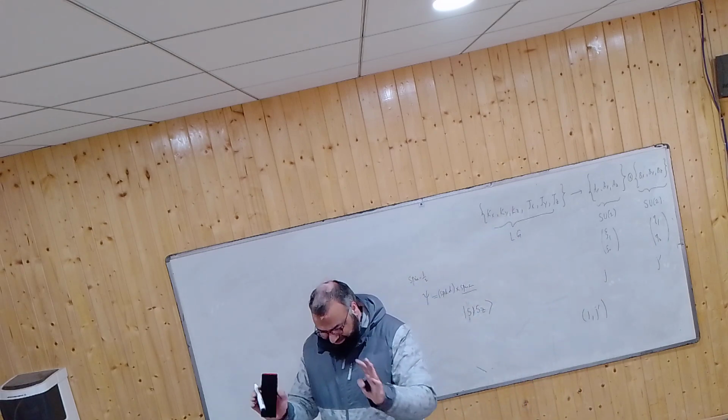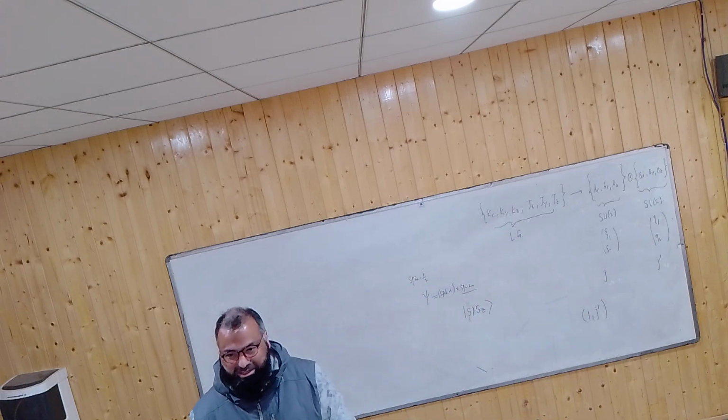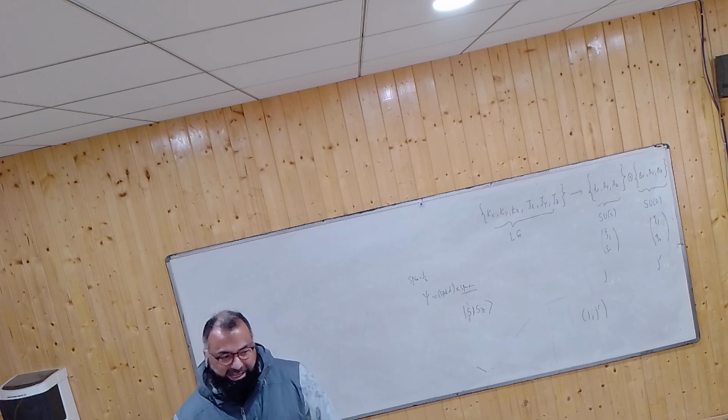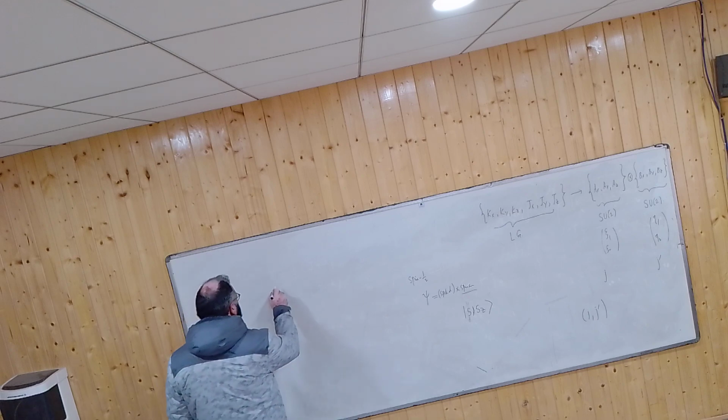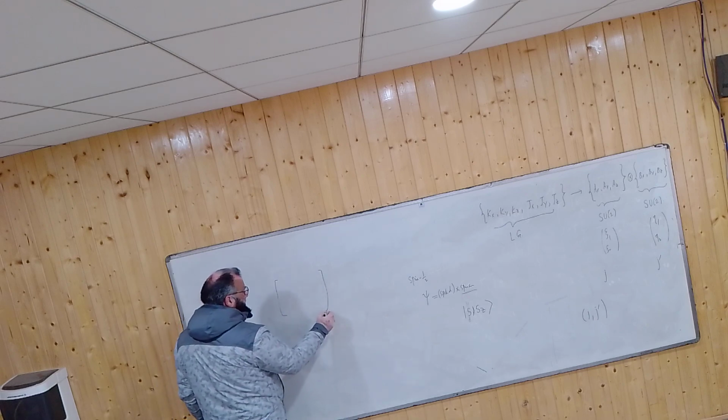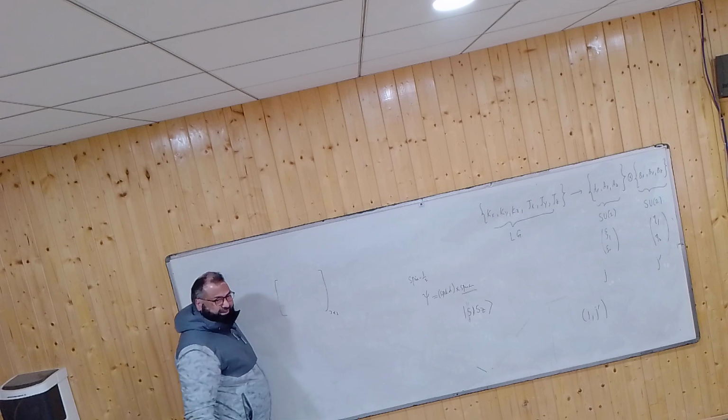Okay, so let's give simple examples of what reducible and irreducible mean. I will give a matrix. Let's say I am giving you a 3 by 3 matrix. All the entries are filled.